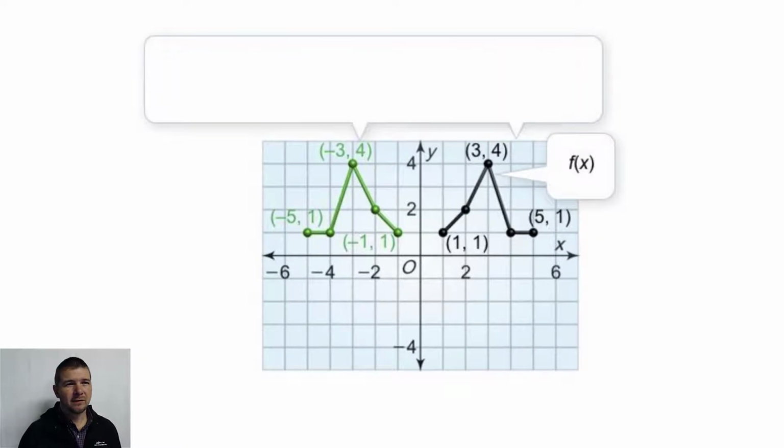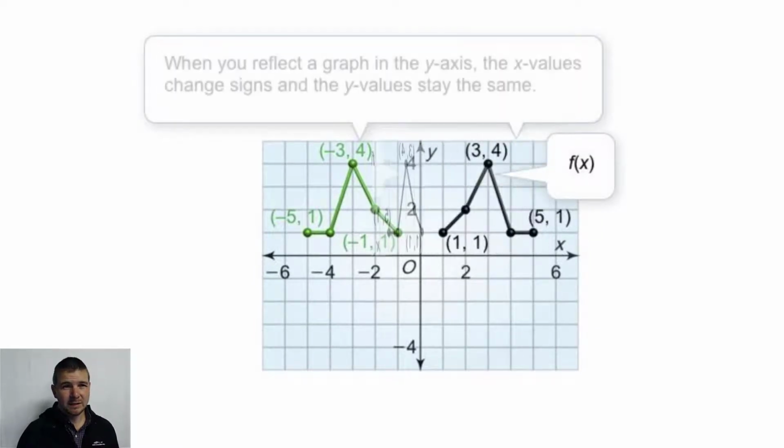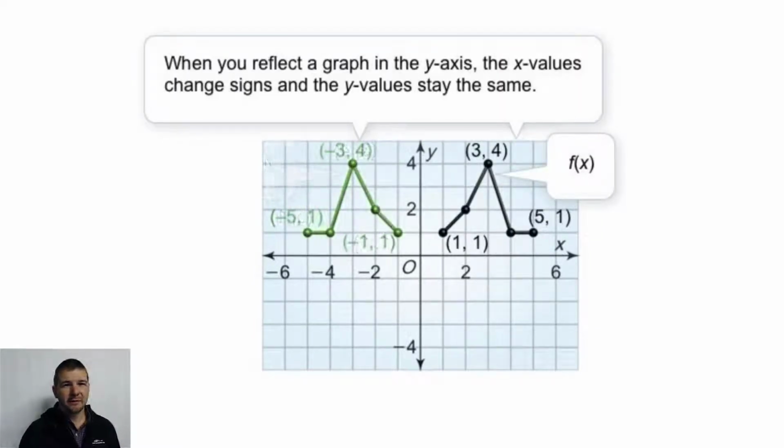Now if we consider the reflection across the y-axis, when you reflect a graph in the y-axis, the x values change signs and the y values stay the same. So note the points corresponding to (1, 1), (3, 4), and (5, 1). First, (-1, 1), (-5, 1), and (-3, 4).